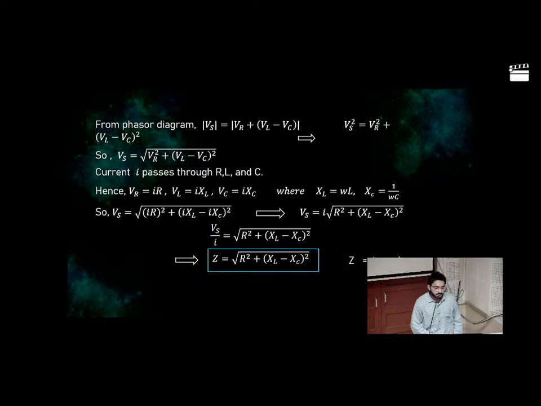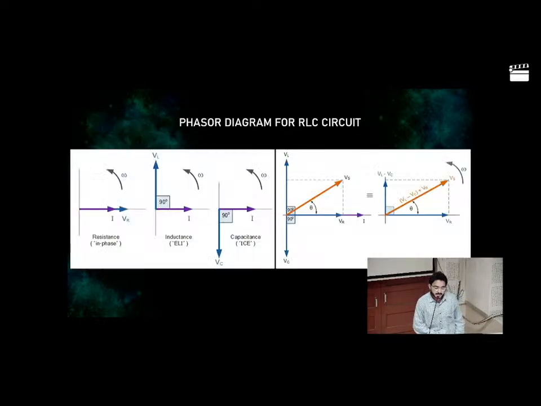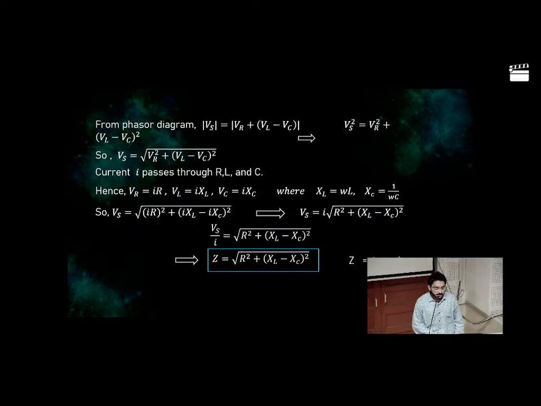Now moving on to the next slide. From the previous phasor diagram, you can see that Vs will be equal to the mod of VR plus VL minus VC. If you take the mod on both sides, we get Vs equal to the square root of VR squared plus (VL minus VC) squared. Simple phasor formulas.